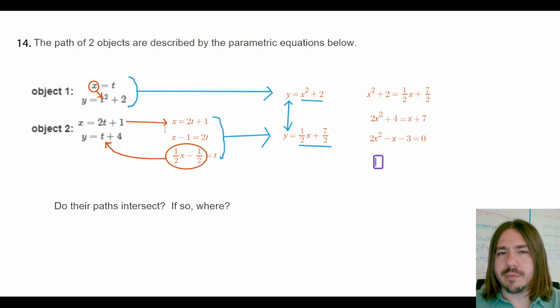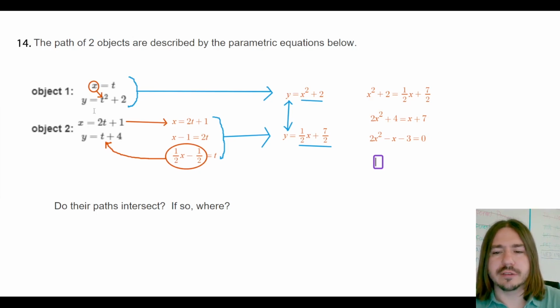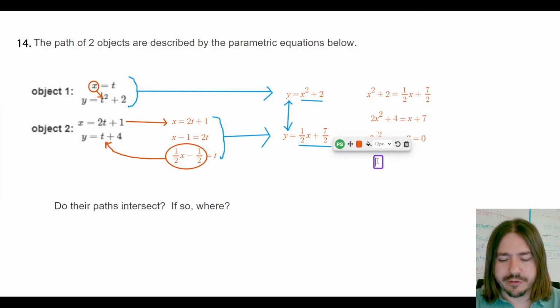But it looks like we may be getting 2 points of intersection, which would make sense because this first object is going to have a parabolic path, and the second object is going to be a line. So if you imagine a parabola and a line, it kind of makes sense that they would cross twice. So let's see if we can factor this.